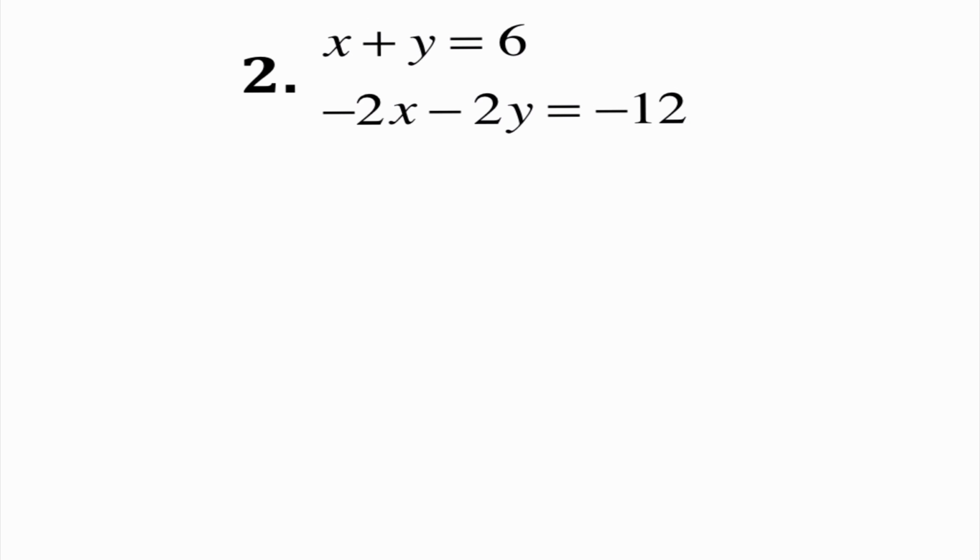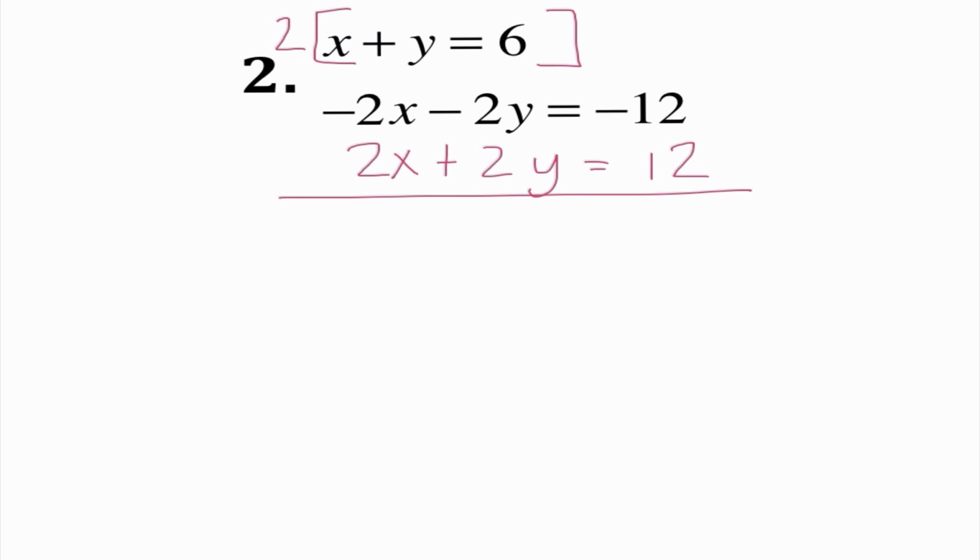In elimination, remember, my goal is to either cancel out the x's or the y's. So we really have a choice here. I'm going to try and cancel out the x's here. So that means that I would need my x coefficient to be the opposite of -2. So I'm going to multiply everything by 2. So I get 2x plus 2y equals 12. And something really strange happens here. My variables cancel out and I get 0 equals 0.